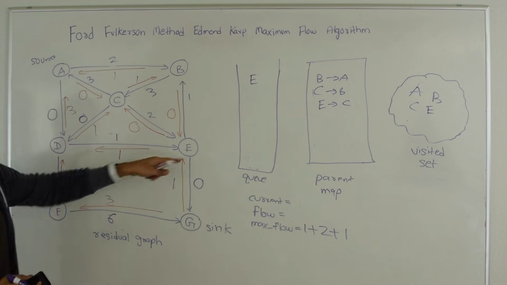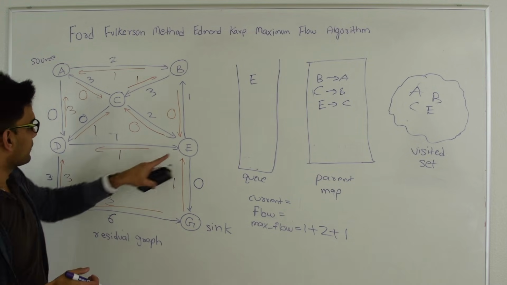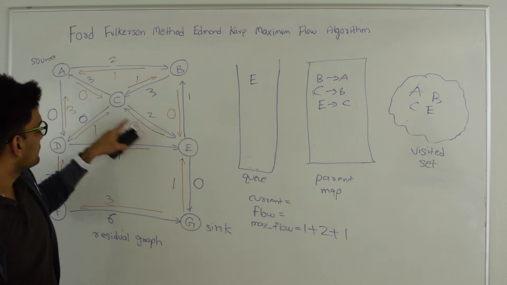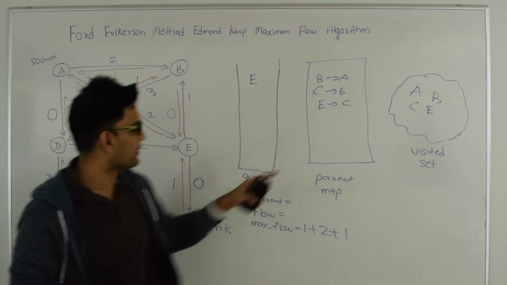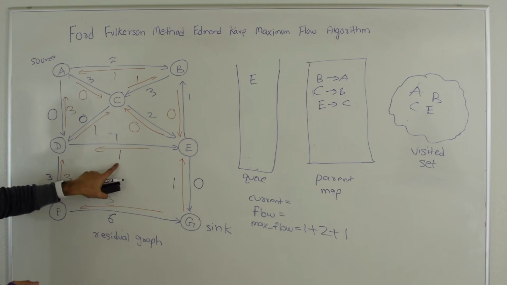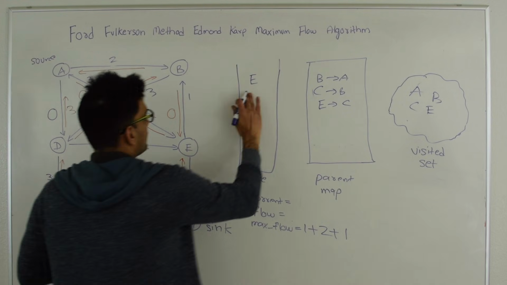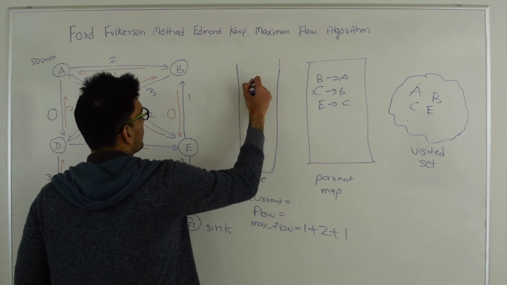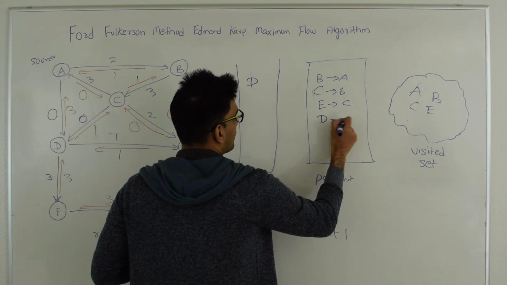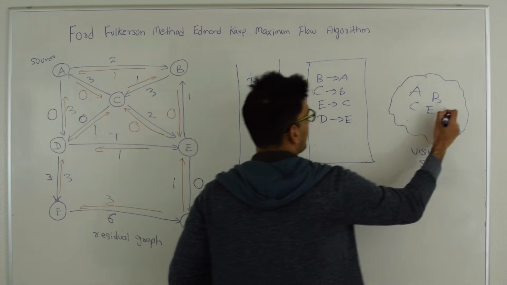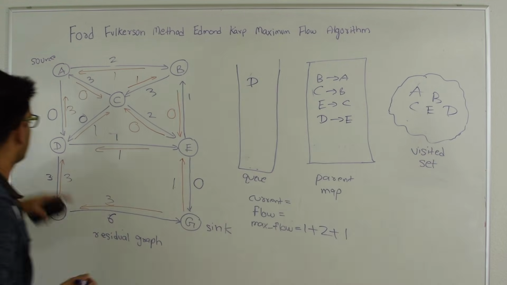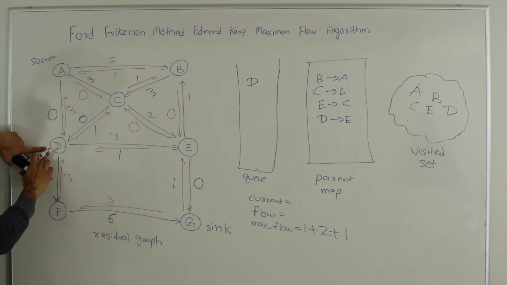Now let's look for neighbors of E where residual capacity is greater than 0. So C, there is 0, this is 0, this is 1 but B is already visited. And then there is D where residual capacity is 1. So we add D to the queue and say that D got introduced by E, and also add D to the visited set.